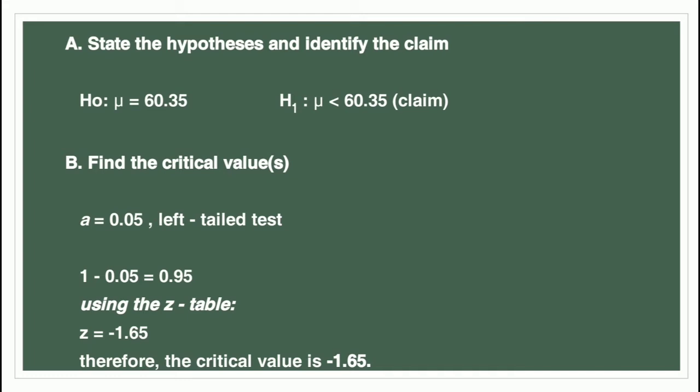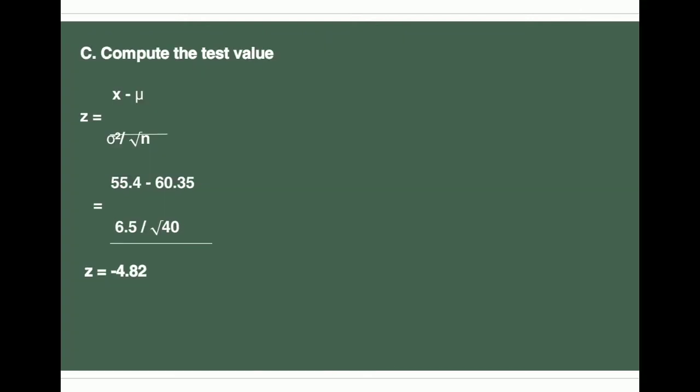1 minus 0.05 is equal to 0.95. Using the z table, z is equal to negative 1.65. Therefore, the critical value is negative 1.65. For the third step, compute the test value.